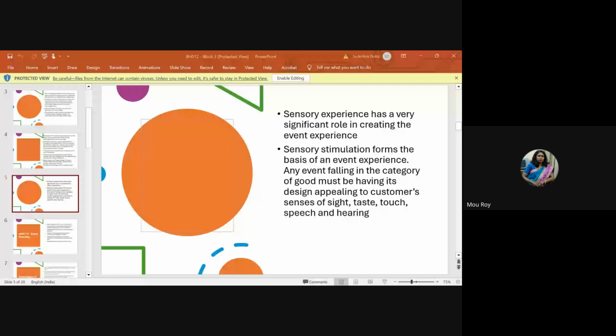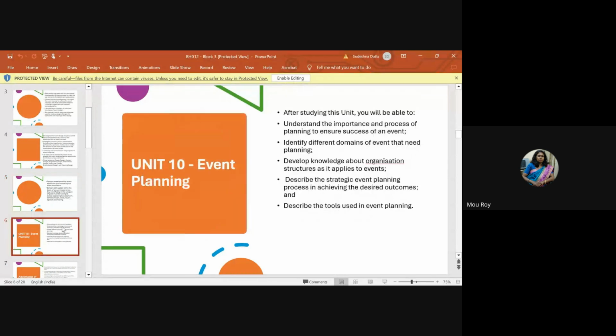Yes. Now, moving to this Unit 10. Unit 10 is about event planning. Unit 9 was about event design, and Unit 10 is about event planning. I have already shown you the videos, so you can understand.